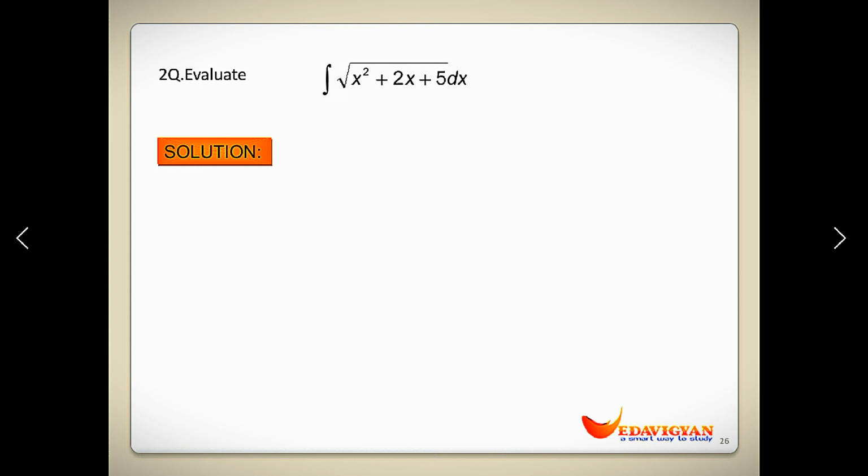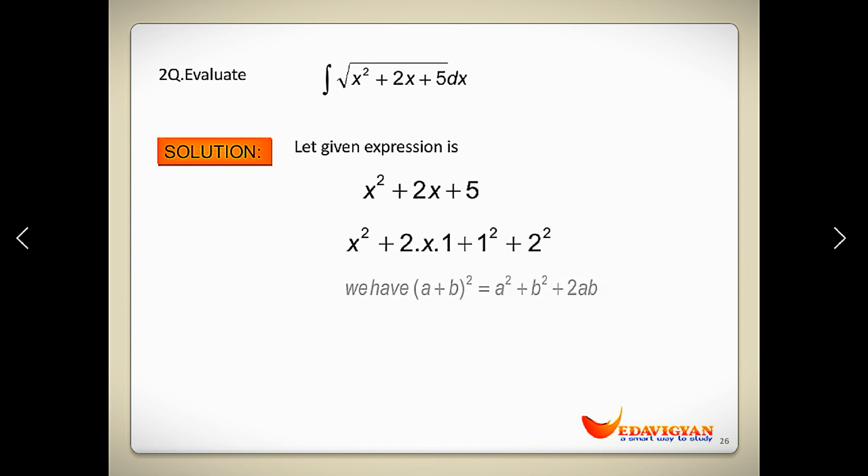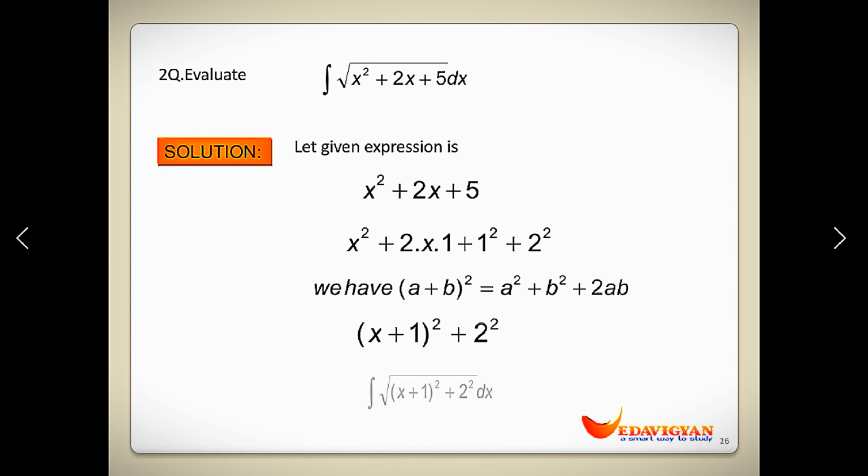Next, integral of square root of x square plus 2x plus 5 dx. Here some algebraic form is given. We have to take x square plus 2x plus 5 and convert it into the form a plus b whole square. The final form is x plus 1 whole square plus 2 square. So the integral is square root of x plus 1 whole square plus 2 square.